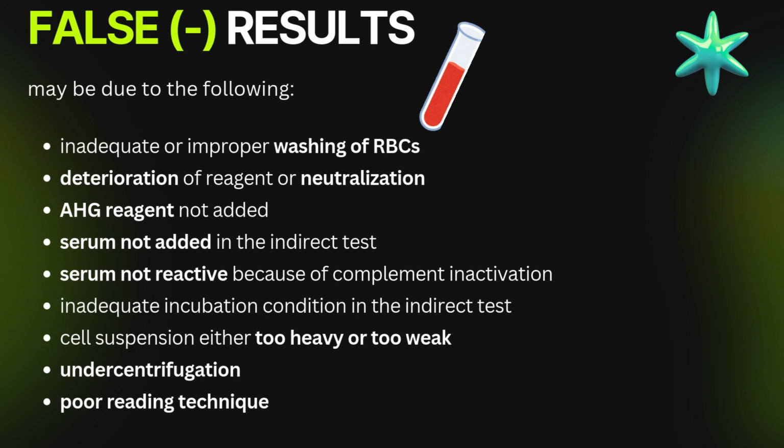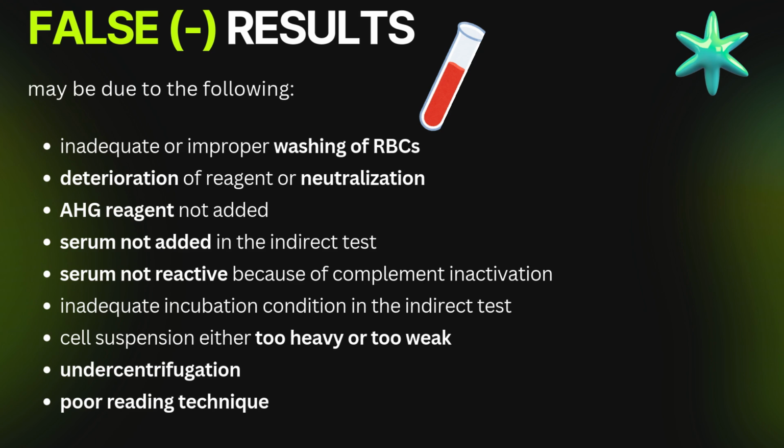Additionally, the AHG reagent might not be added, you forgot, or the serum might be omitted in the indirect test, both of which are critical components for accurate detection. So you should be very vigilant and always have a presence of mind when doing the test. So do not omit or forget any reagent. In some cases, the serum might not be reactive because of complement inactivation. So this could happen if the serum has been improperly stored or handled.